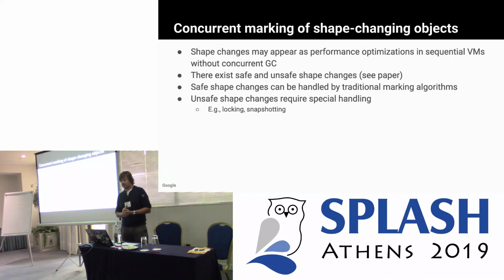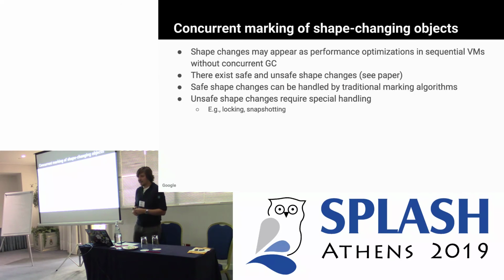Safe shape changes can be handled by traditional marking, and you should probably do that if your language falls into that category. Unsafe shape changes require special handling and can use locking or our proposed snapshotting algorithm.